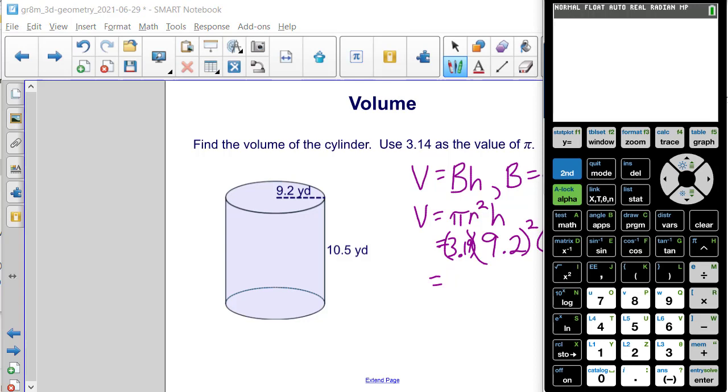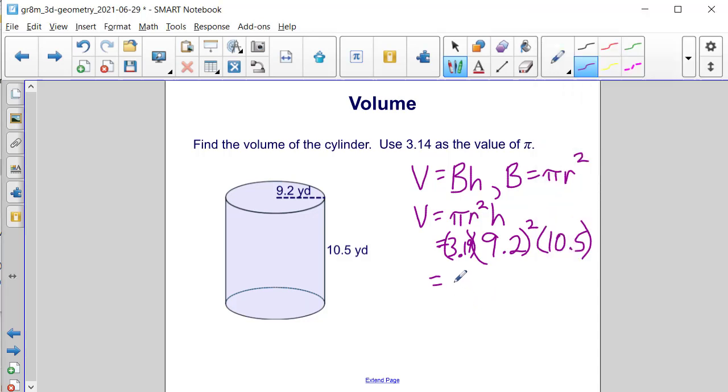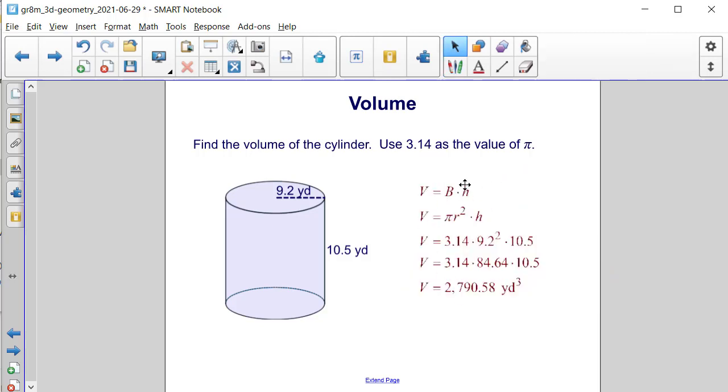So then if we multiply these values together, 3 and 14/100ths times 9 and 2/10ths squared times 10.5, we will get 2,790, and let's round to the nearest hundredth, 58/100ths. And our units are cubic yards. What we can see is the solution to our problem when we substitute 3 and 14/100ths in for pi as the instructions tell us, 9 and 2/10ths as the radius squared times the height of 10.5 yards. When we multiply those together, we do end up getting that the volume is 2,790 and 58/100ths cubic yards.